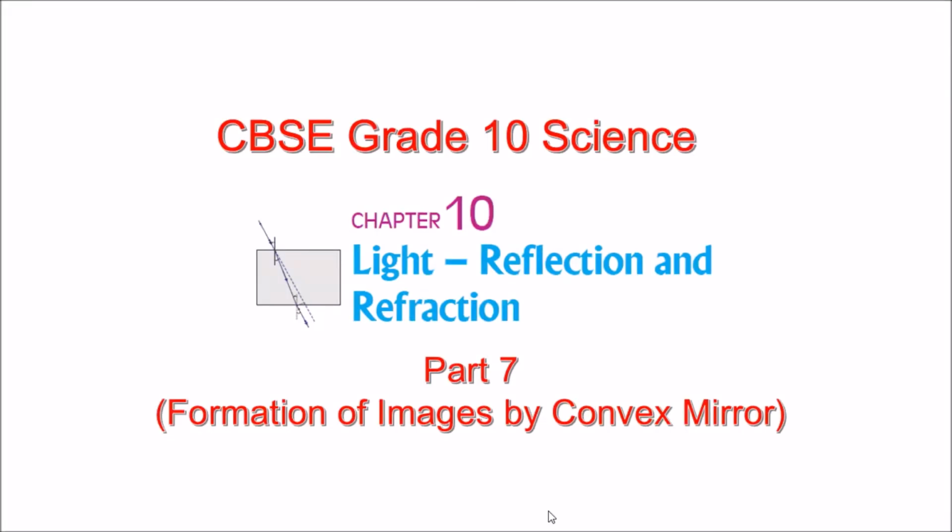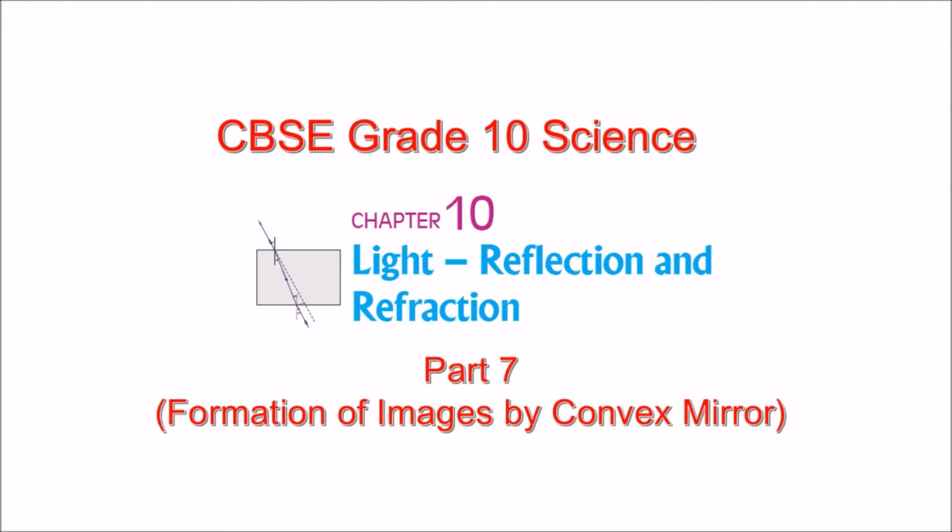So hello everyone, we are here back again with part 7 of the chapter Light, Reflection and Refraction. In part 6, we discussed the rules for formation of images by convex mirror. Now, after learning those rules, keeping them in mind, we will go ahead with the ray diagram and understand how we can obtain the images by convex mirror.